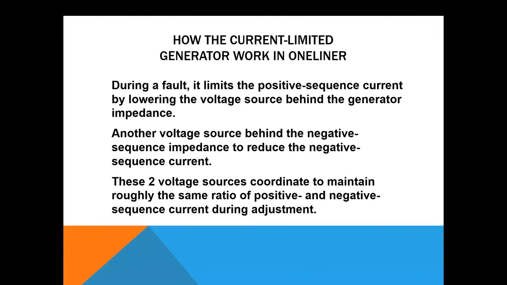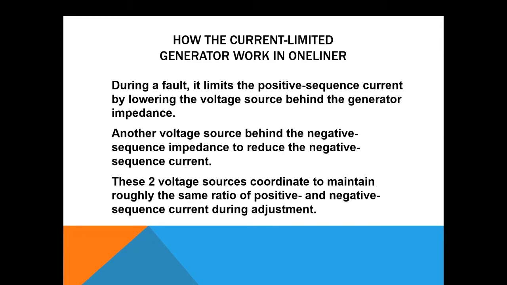So how do you model this type 3 wind generator in OneLiner right now in version 14? Well, the answer is that you should use the current limited generator, because we created this model precisely based on that three-point description that I just showed you in the last slide.